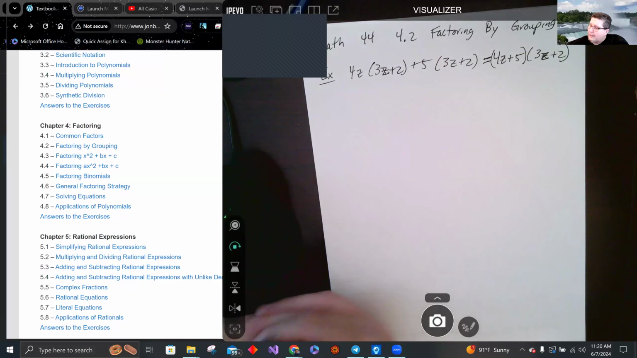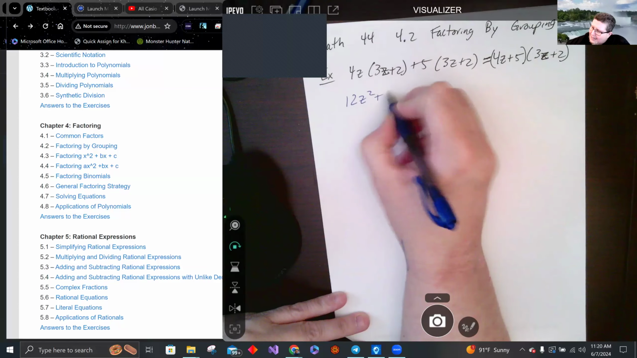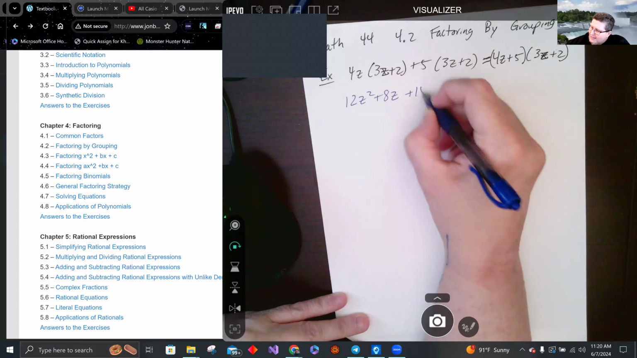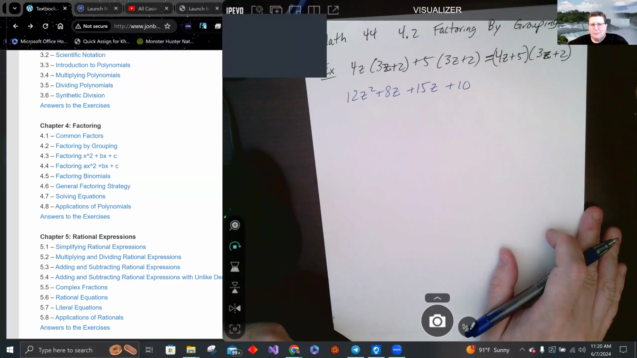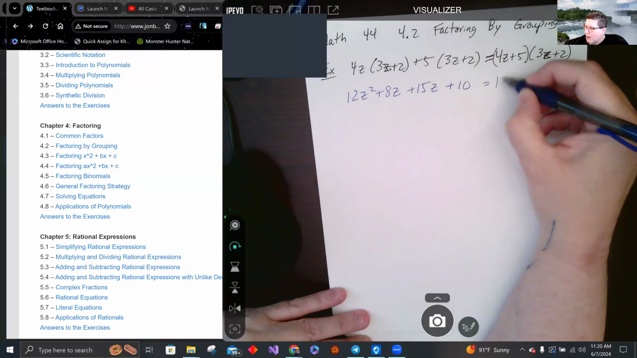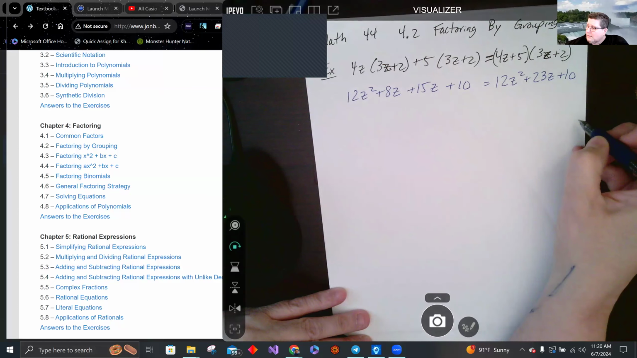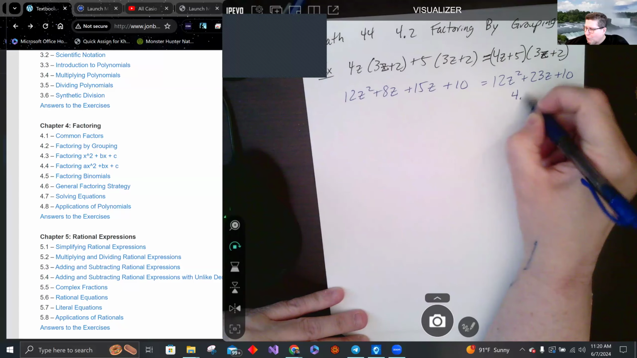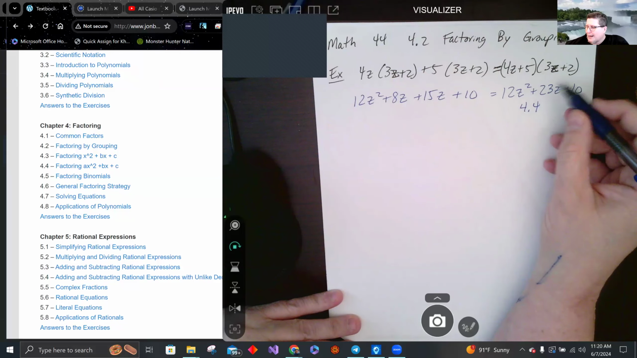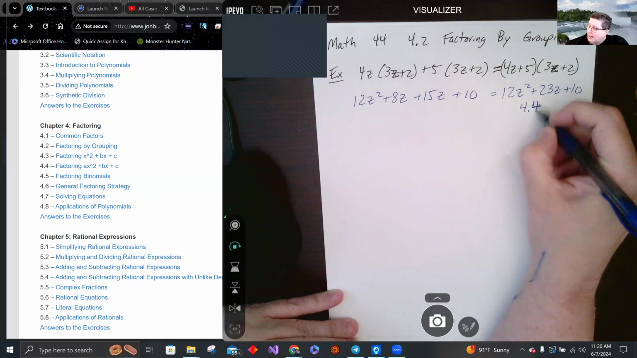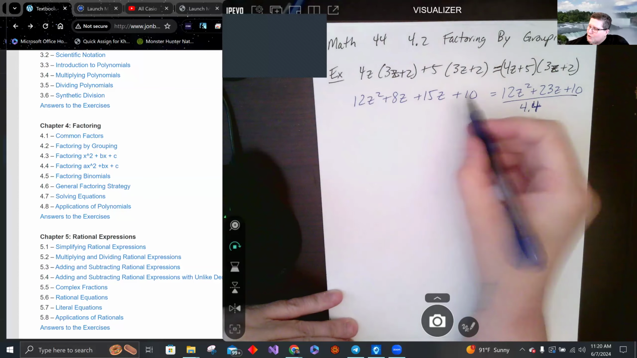What if I started with 12z squared plus 8z plus 15z plus 10? Now, I probably wouldn't see it this way. I would probably see it like this. But we're going to take a look at this in 4.4, which is the next video I'm going to do. I'm skipping 4.3. We'll come back to 4.3 after 4.2. So 4.4 is starting here. We're just going to say we start here.